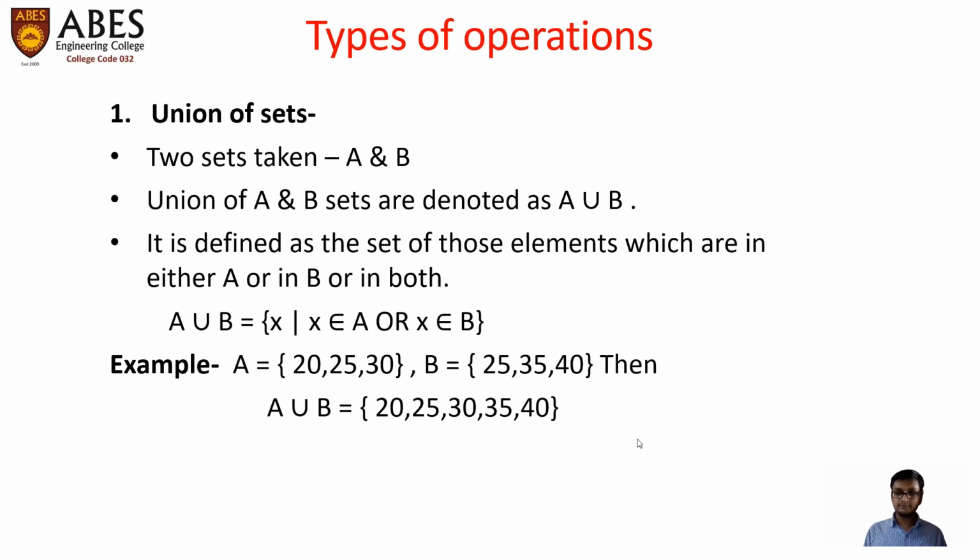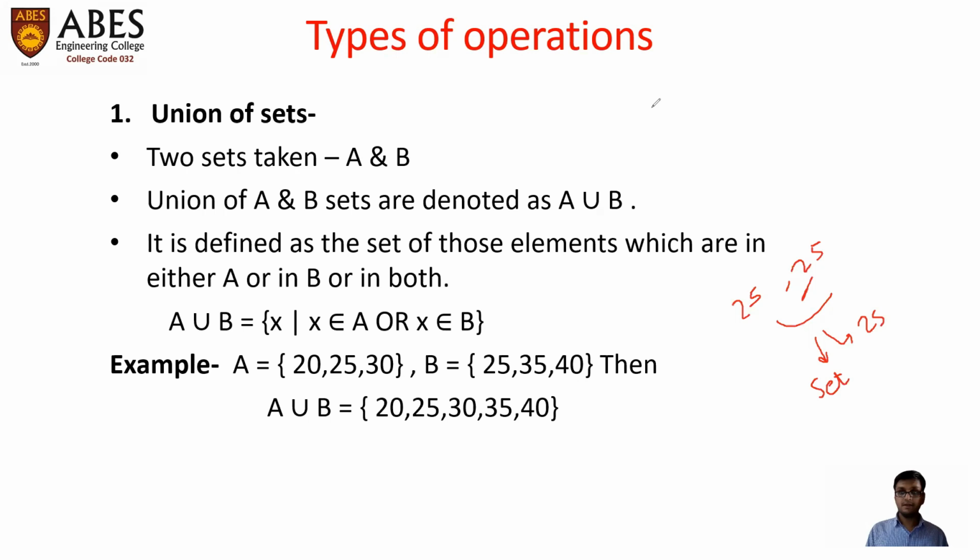Suppose I had written the common element 25 multiple times. It should not be written like that, only a single time, because according to the set property, the elements should be distinct. So we write it only a single time. This is the result of the union operation.